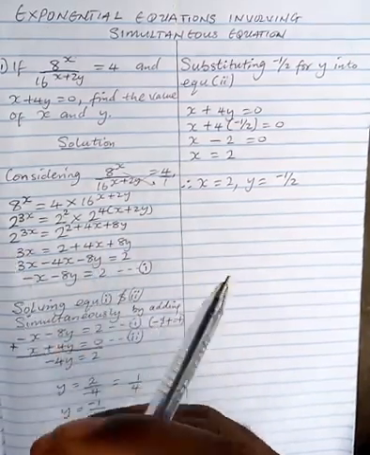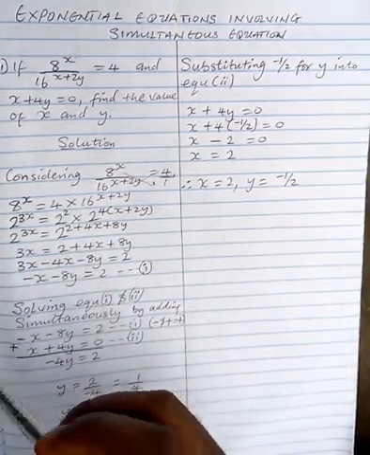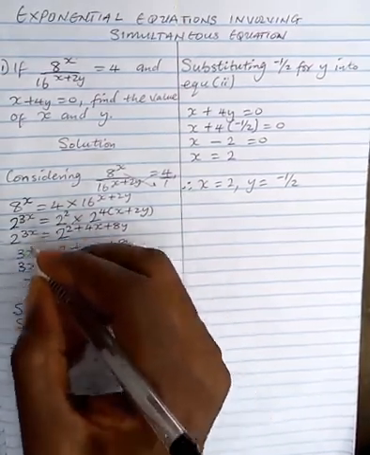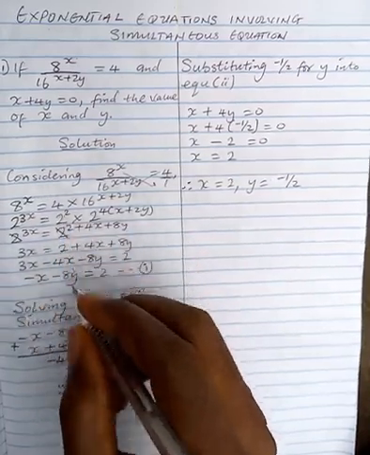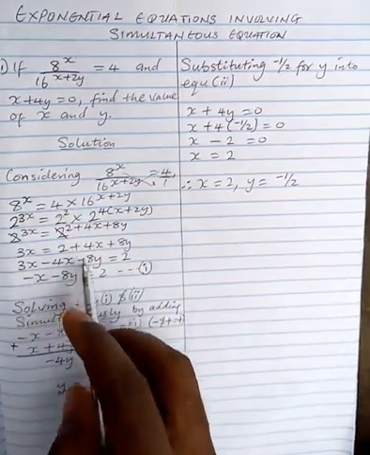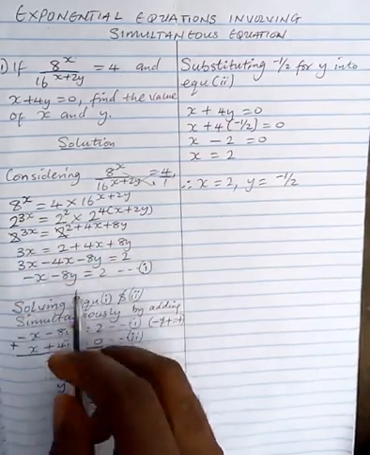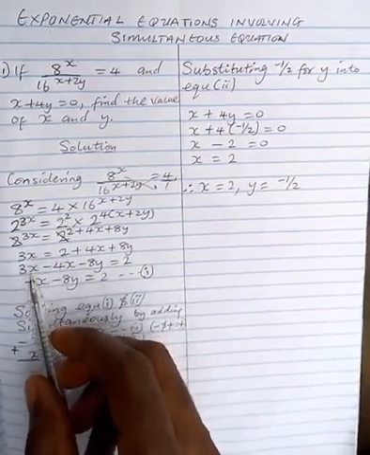At this point, since we now have single terms on both sides, we cancel out the bases. So we now have 3x equals 2 plus 4x plus 8y, which is what is in the power. We equate the powers.